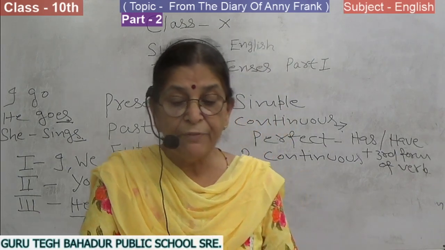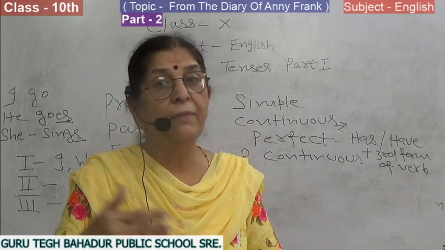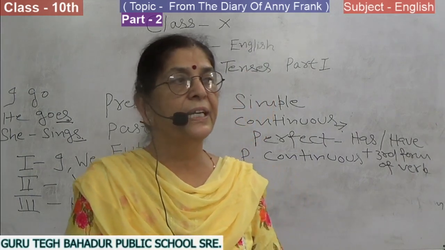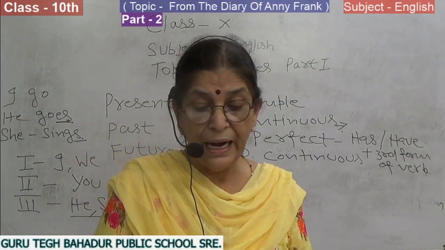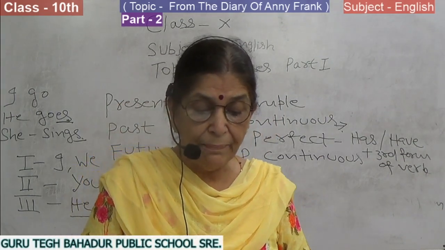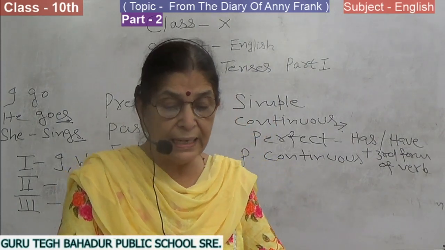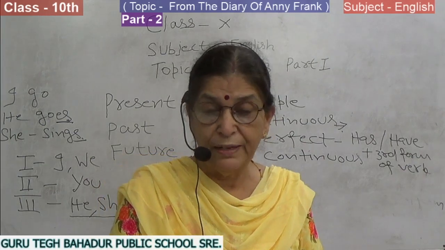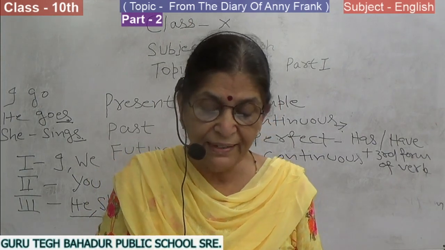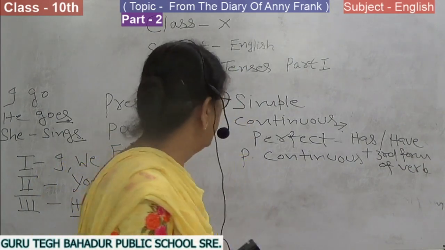Secondly, indefinite time in the past. Example, I have seen the Taj. Here the definite time is not given. When I have seen the Taj, it is simply I have seen the Taj. Actions that began in the past and are still continuing. Example, he has always cycled to office. So this was your present perfect tense.